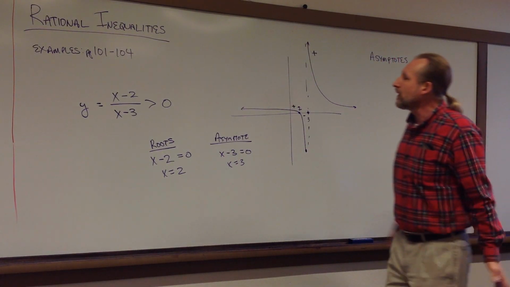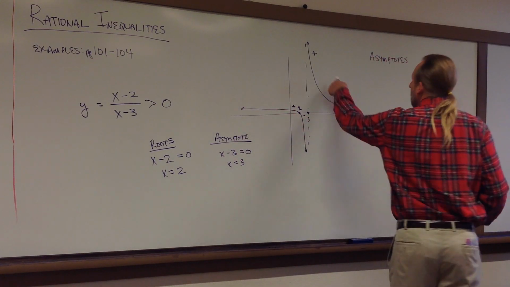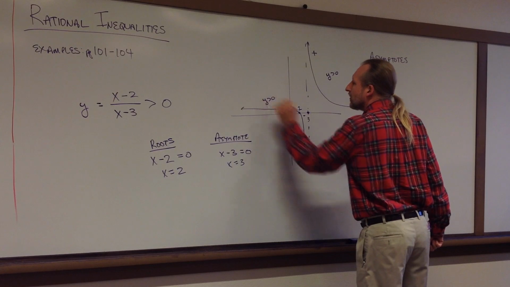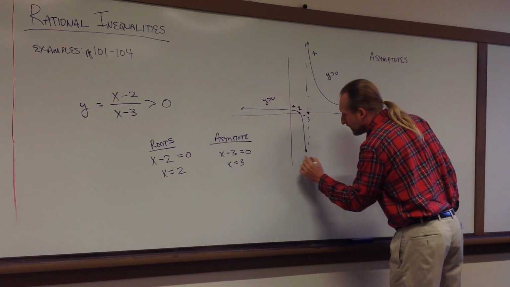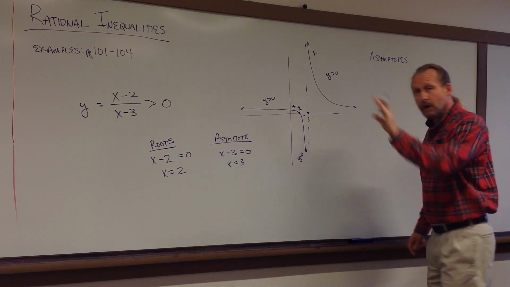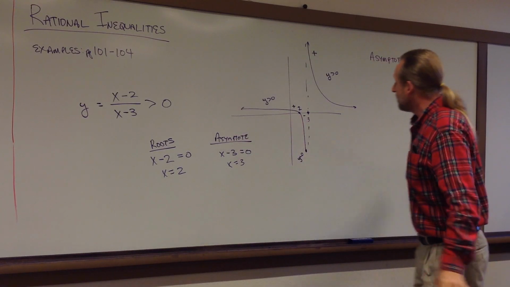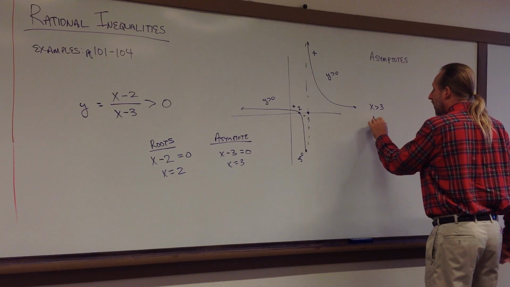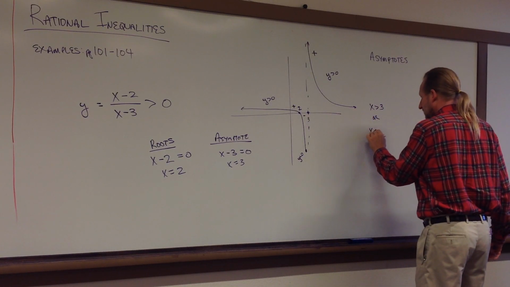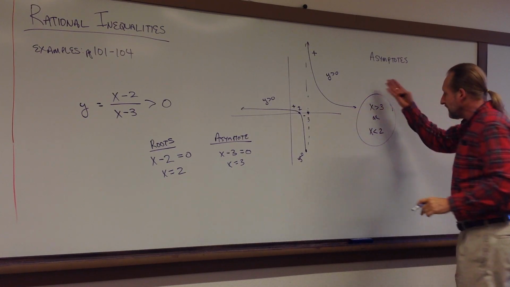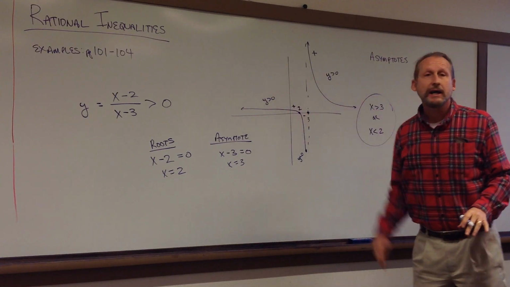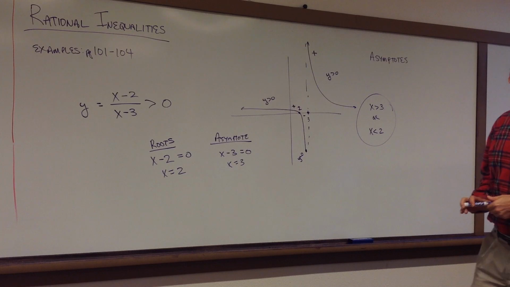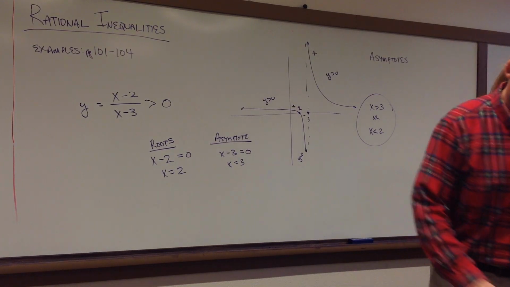So that's why we want to identify the roots, identify the asymptotes, and then we can go in and look and see, oh, well, where is y greater than 0? Up here, y is greater than 0. Down here, y is greater than 0. There's this little region in here where y is less than 0, but the problem doesn't ask us about that. So the answer to this question is x greater than 3, or x less than 2. Any of these x values will make y greater than 0. Okay? All right, so that's the second example.